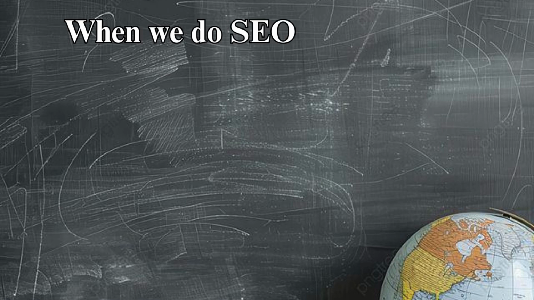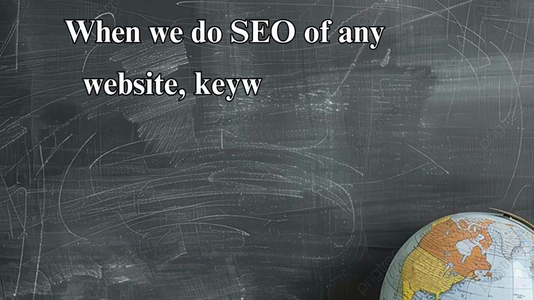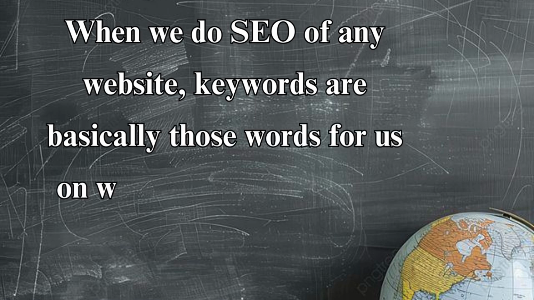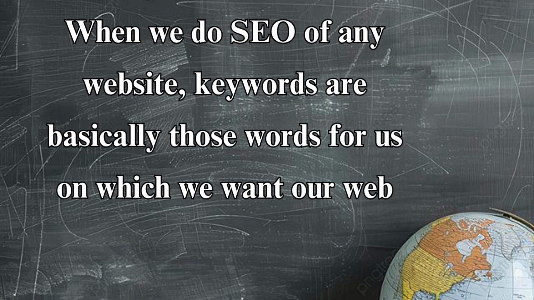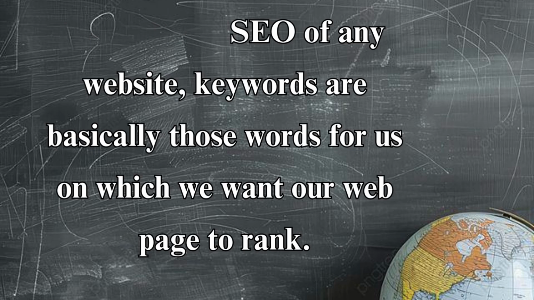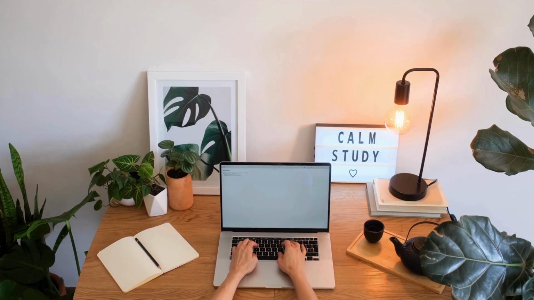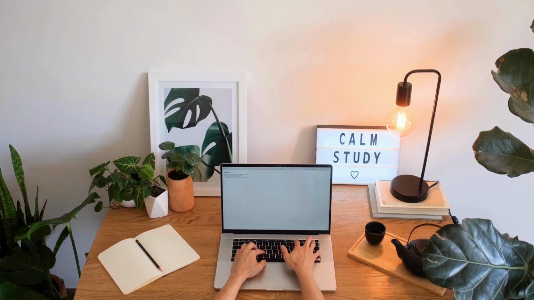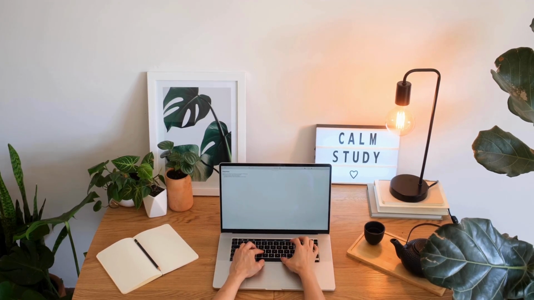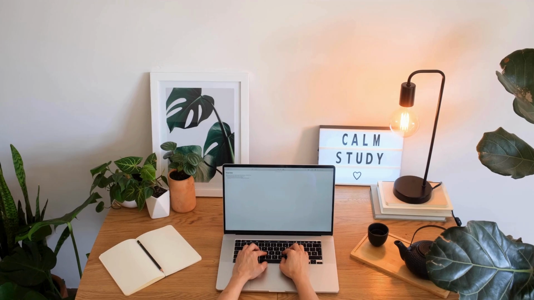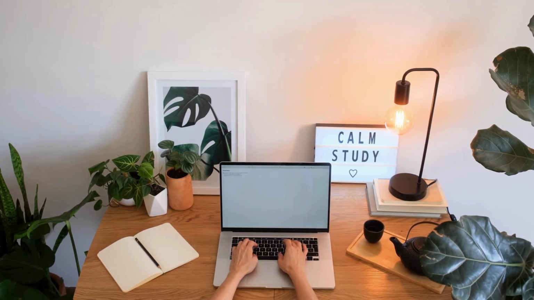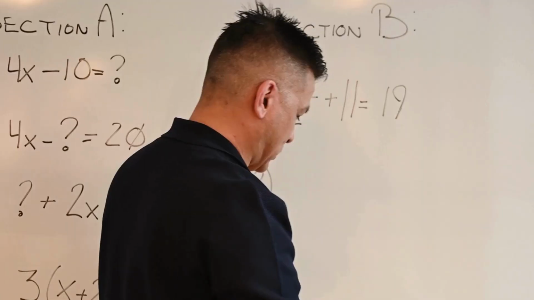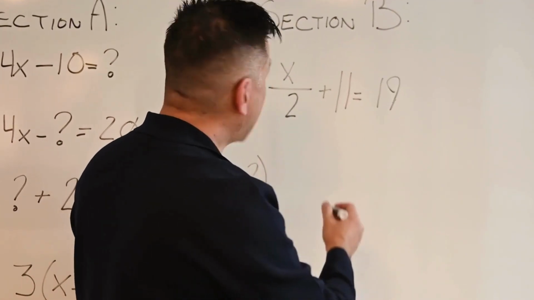When we do SEO for any website or for any SEO practice, keywords are basically those words for which we want our web page to rank. For example, if you have a blog related to digital marketing or any web page, you will want that whenever a person types any keyword related to that blog or digital marketing, like what is digital marketing or digital marketing in 2025, he should see my website on the top rank.